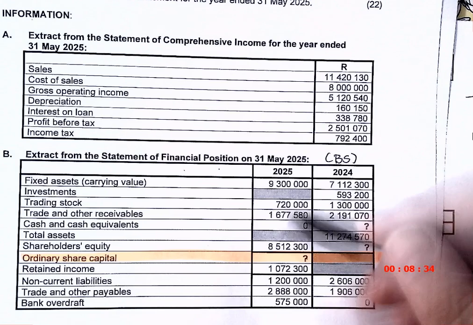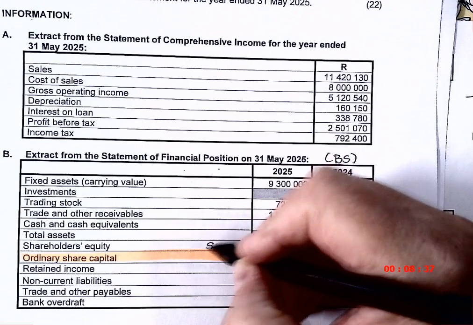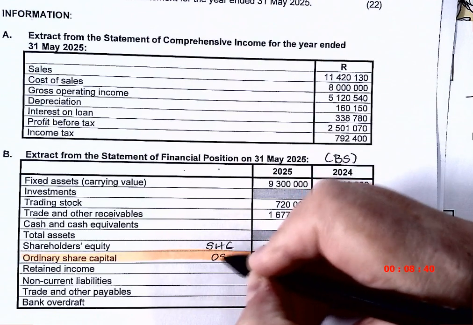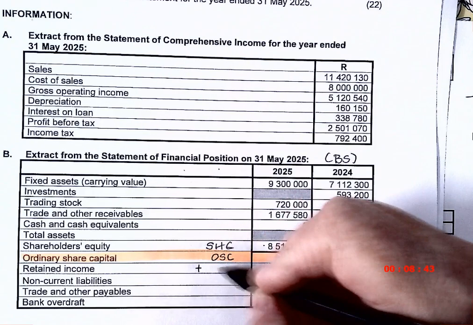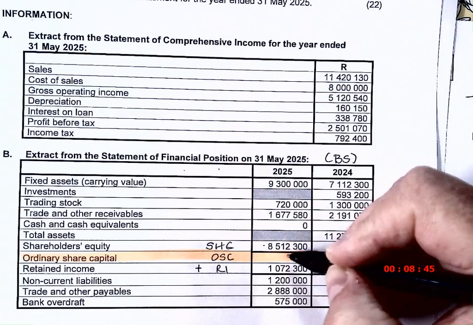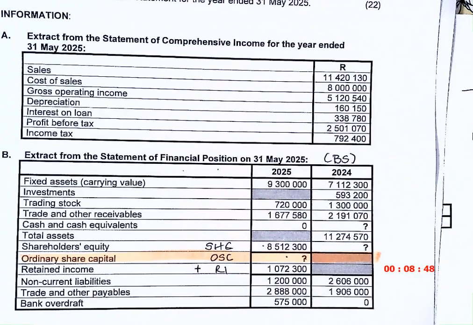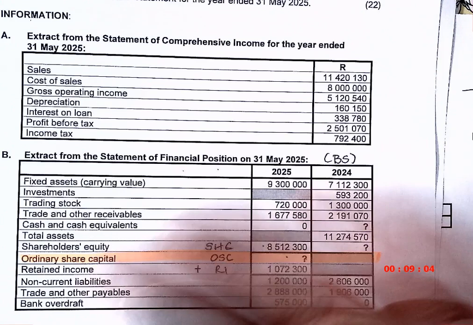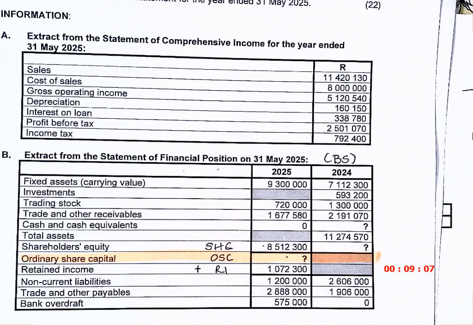They gave us the total, and I know shareholders' equity is ordinary share capital plus retained income. So I can calculate the ordinary share capital. You see? Our brains are so focused on them trying to catch us out that they catch us out, no matter how easy they give it to us. So just always go back to all the information that they gave you, because I literally went into stress mode now.